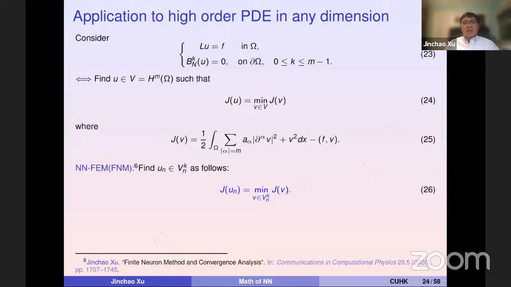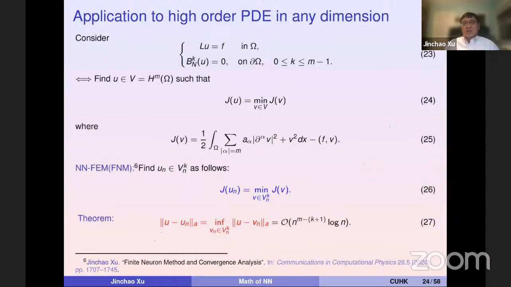So what is the error estimate? How do you do the error estimate? It turns out you can still prove the best approximation. The reason is that even though the minimization problem is highly nonconvex with respect to the parameters, it's still convex with respect to v. So then you have these things. That's kind of like the classic thing.